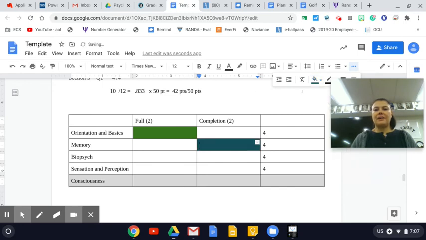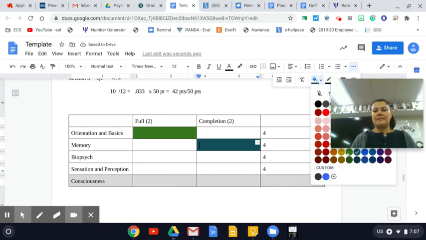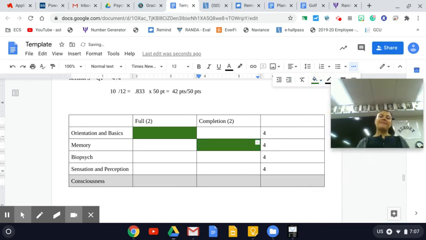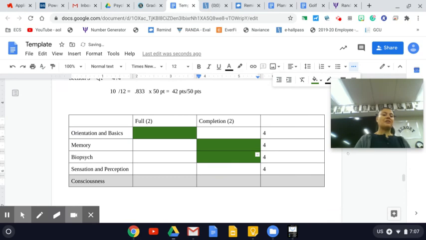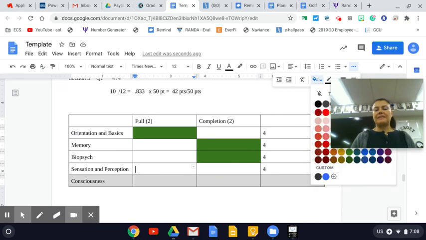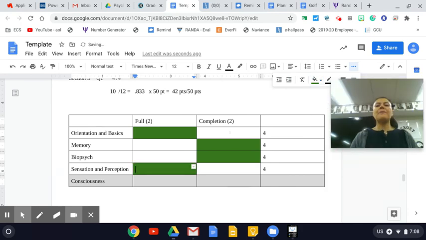She may have a completion grade next time. It all depends on the randomizer. And then maybe during our biopsych unit, our 3rd unit this semester, she has another completion grade. So she knows that likely what will happen on her sensation and perception is she'll be full graded. Everybody will have a total of 4 Reader's Notebooks graded. 2 will be full, 2 will be completion.